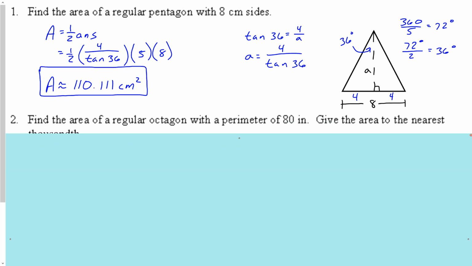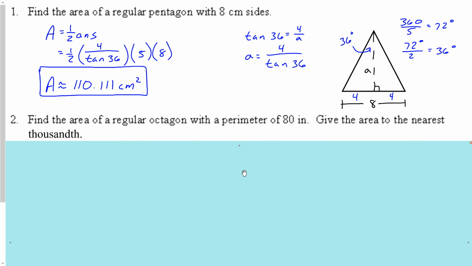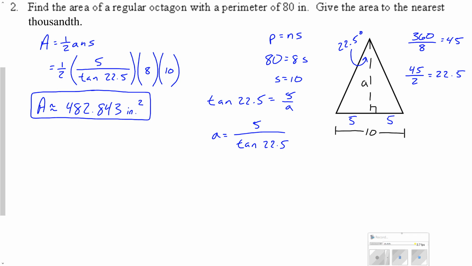The second problem is to find the area of the regular octagon with perimeter of 80 inches and give the area to the nearest thousandth. This problem is very similar to the first problem in that you are actually given the side length. You do have to do a little bit of work to figure out that the side length is 10 since you were given the perimeter. And then again, you have to find the apothem using right triangle trigonometry. And again, we want to make sure we're not rounding anything until the very final answer, which should have been 482.843 square inches.